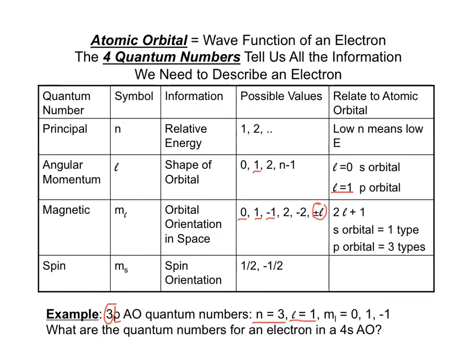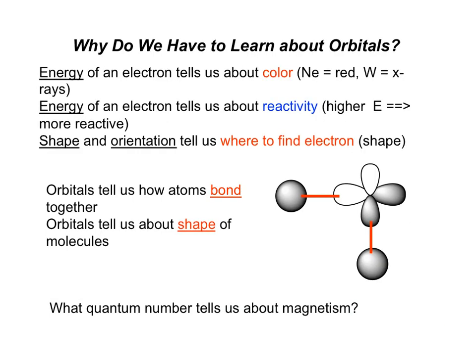The spin quantum number tells us the orientation of electron spin. There are 2 possible values, plus 1/2 and minus 1/2. So stop the video and determine the quantum numbers for an electron in a 4s atomic orbital. And the answers are: atomic orbitals tell us about the energy of an electron, which tells us about color.